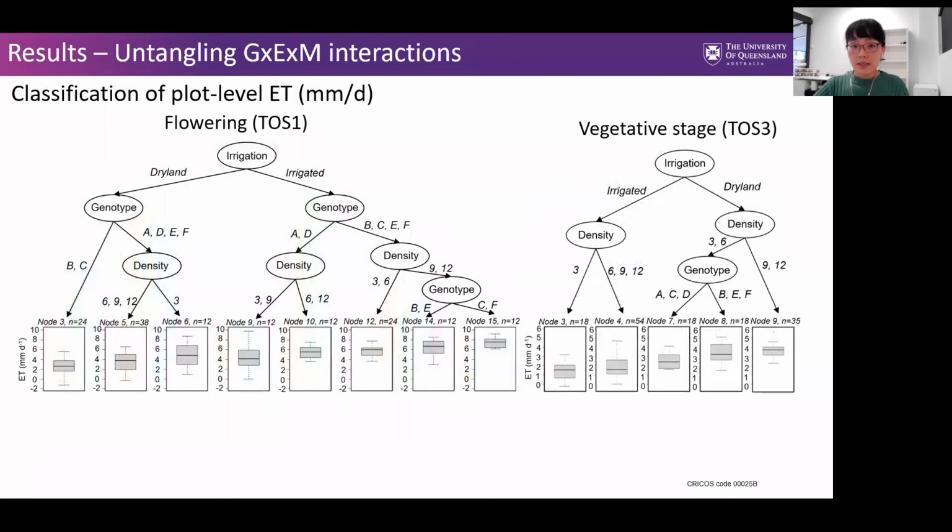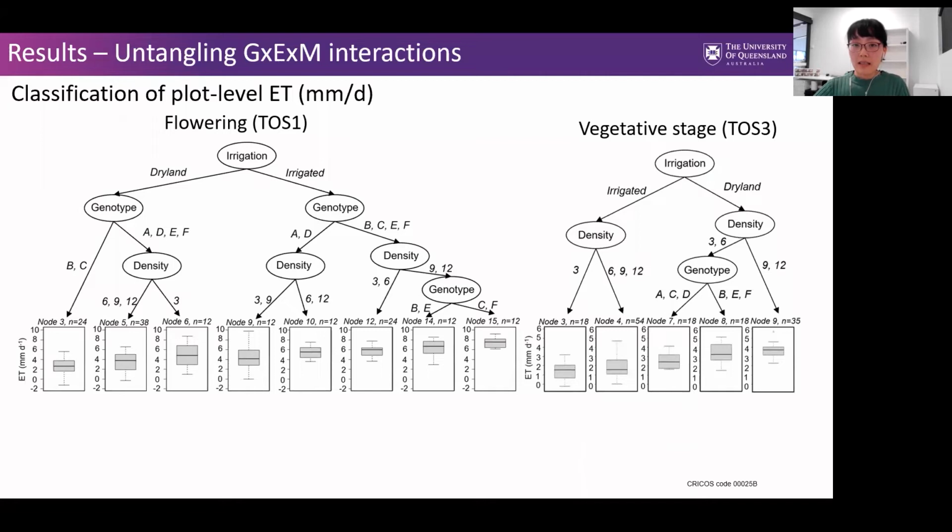And the regression tree model was also used to disentangle the G by E by M interactions on the plot level ET. And the results indicated that at the flowering period, the plot level ET values ranged between a value less than 2 millimeters per day to 8 millimeters per day. And the largest ET value was obtained at the large plant population density and at dryland treatment with two genotypes, C and F.